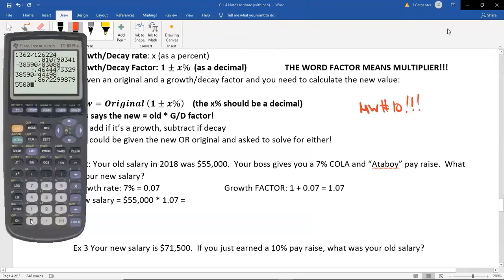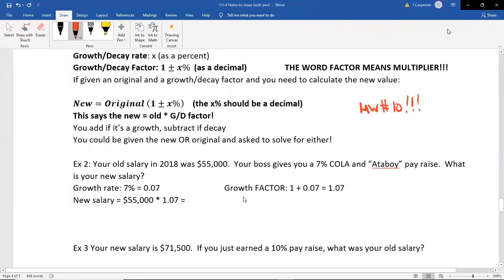$55,000 times 1.07 equals 58,850. That should be our new salary, but don't forget to ask yourself, does it make sense? Well, it's higher, so that's good.